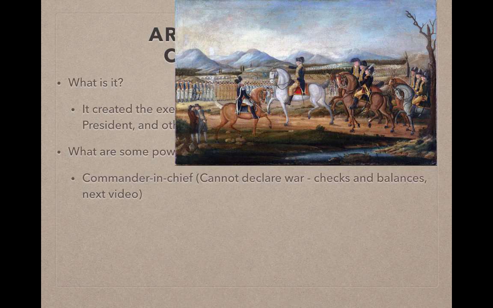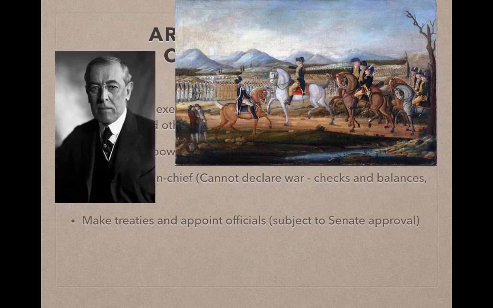The main responsibility of the executive branch is to enforce laws. The president can also make treaties and appoint officials, whether it's to the cabinet or Supreme Court, for example, but those are subject to Senate approval. And we see here Woodrow Wilson, who played an instrumental role in the Treaty of Versailles, which ended World War I, and he really hoped that the United States would join the League of Nations, but as we know, the Senate rejected it. So that's another example of checks and balances, which we'll talk about in the next video.